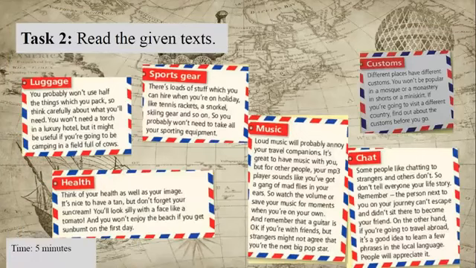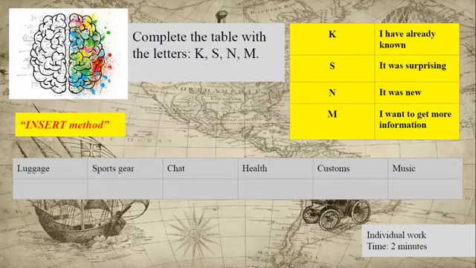The second task is created to check students' reading skills. Students will read 6 short texts for a gist related to the topic holiday advice. All 3 groups will get the same 6 texts. After reading, teacher will hand out the table with 6 columns and 6 titles from the given texts.